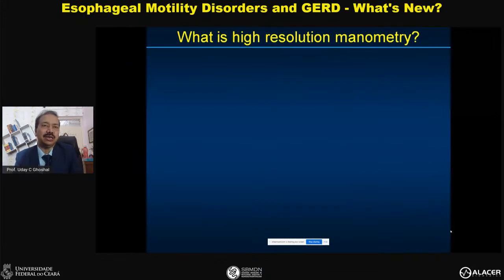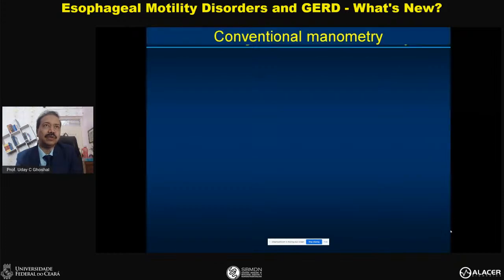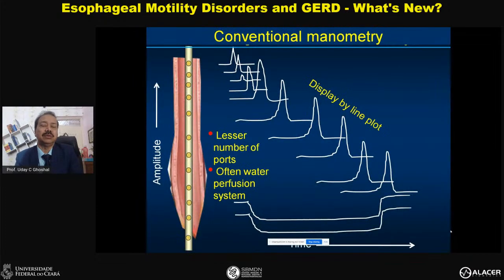Now, what is high resolution manometry? If you have to understand what is high resolution manometry, it is good actually to understand what is conventional manometry. In the conventional manometry, the x-axis represents the time and the y-axis represents the amplitude of contraction. And when the swallowing occurs, the muscular activity increases the pressure, and this pressure is recorded like an upward and downward deflection.